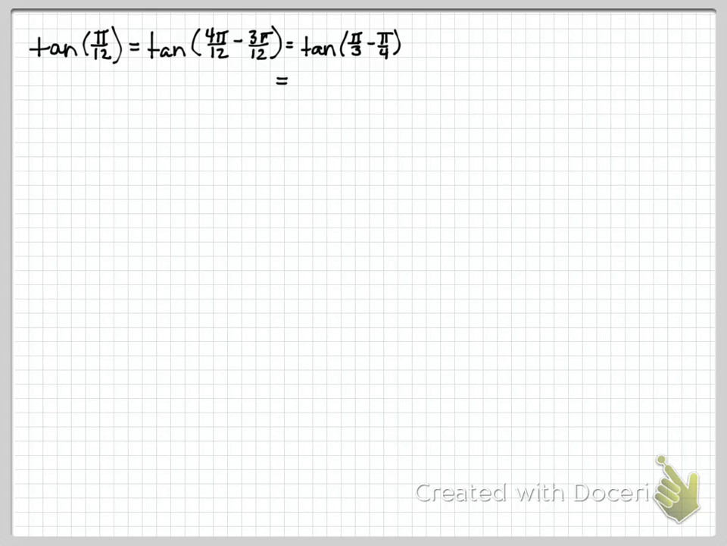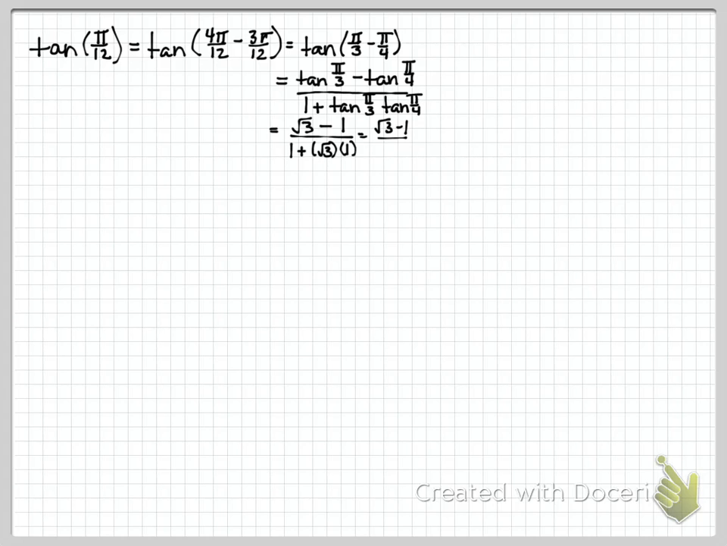Formula for tangent is the tangent of the first angle, so tangent of pi over 3 minus the tangent of pi over 4 all over 1 plus the tangent of pi over 3 tangent of pi over 4. Well, the tangent of pi over 3 is root 3. Tangent of pi over 4 is 1. On the bottom, I'm going to have 1 plus root 3 times 1. So that's going to give me root 3 minus 1 over 1 plus root 3.